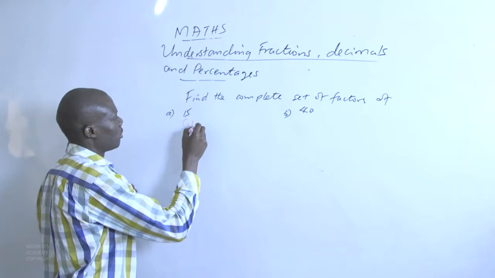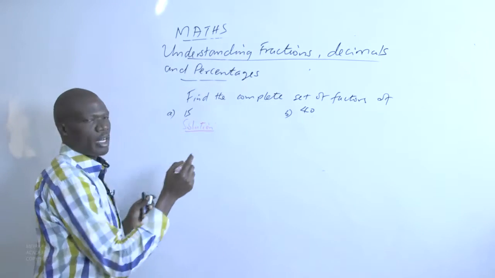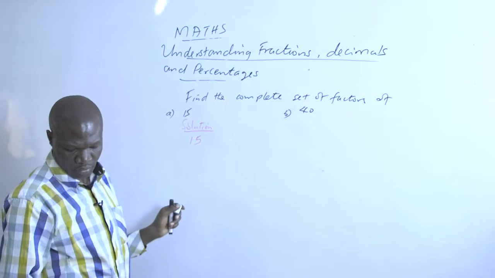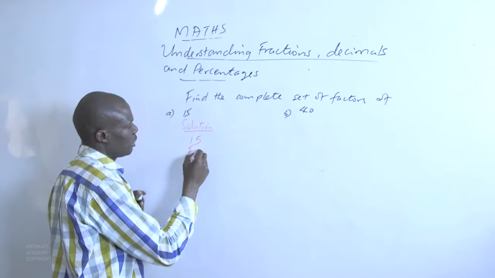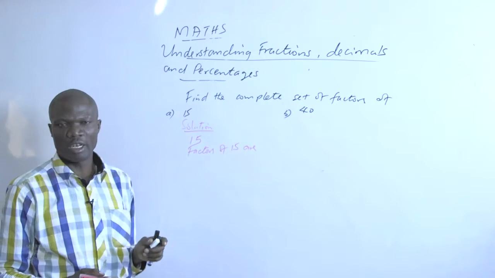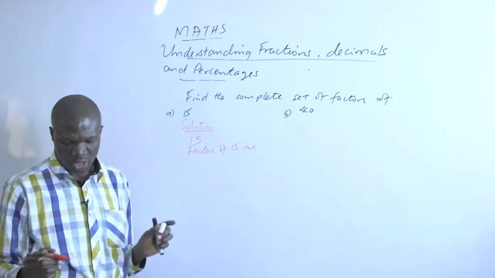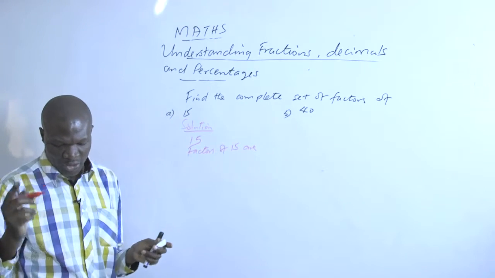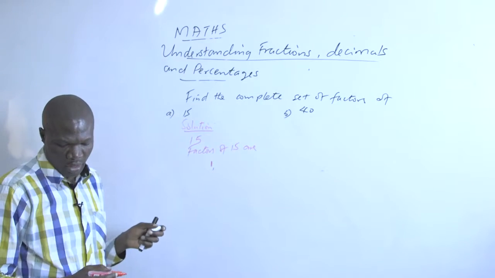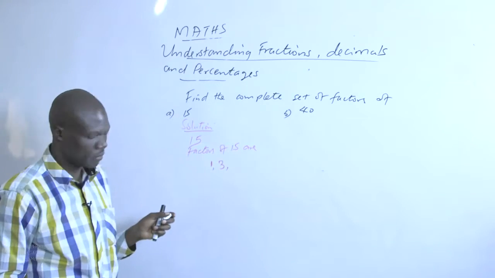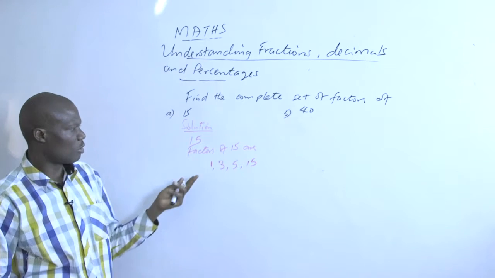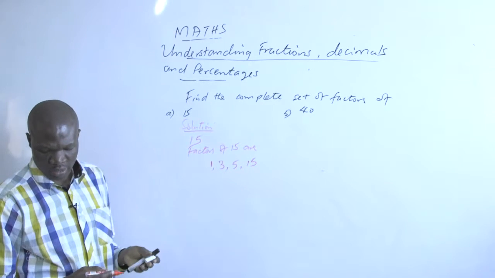In our solution, we are interested in finding the factors of 15. So we find that factors of 15 are, as we saw earlier, 1 is a factor of any number as long as it's a whole number. So 15 is a whole number, so we shall start the list with 1, then we have 3, 5 and 15. 1, 3, 5, and 15.